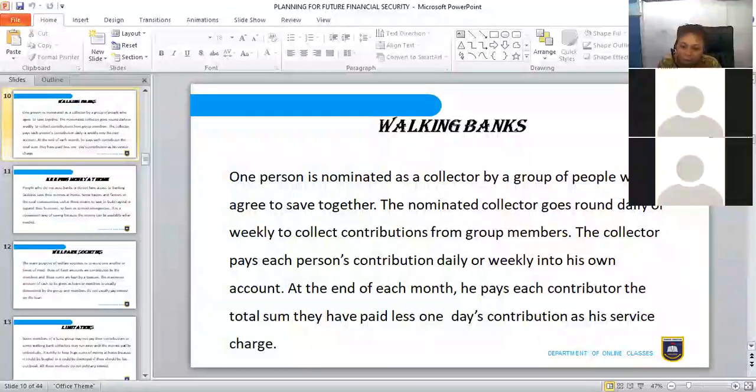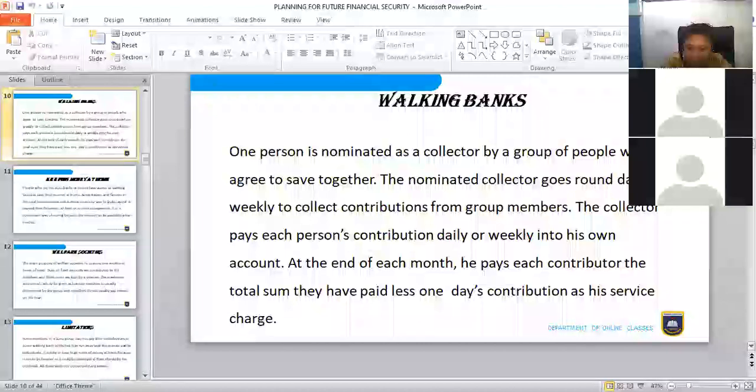Madam, please, is there any profit? No, there is no profit at all. That one is just accumulation of funds. You are just accumulating funds. The amount you pay, that is how much you receive, less one day's contribution. Any question about the working bank? So that is an informal way of saving money.